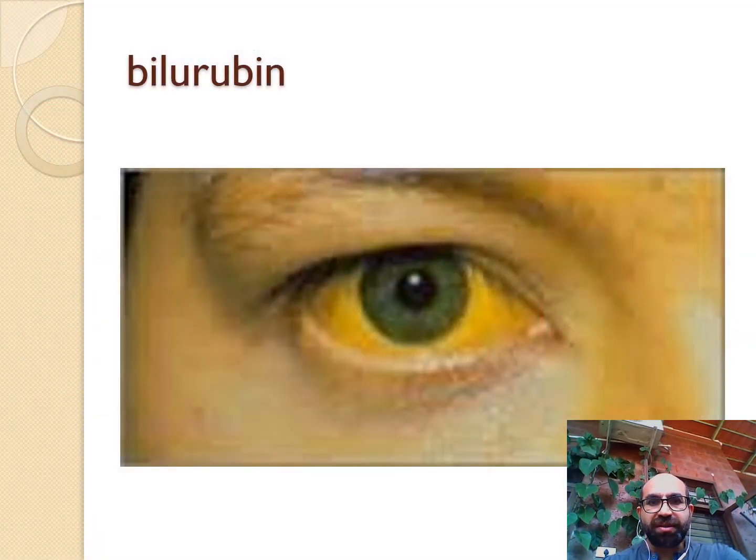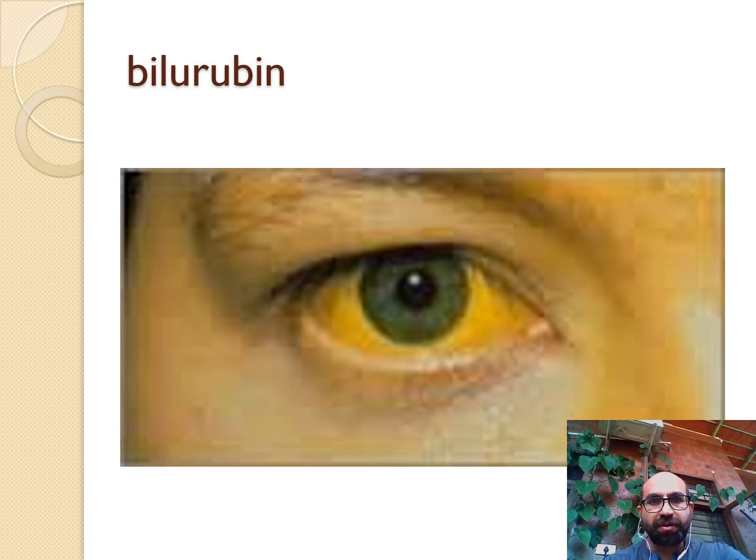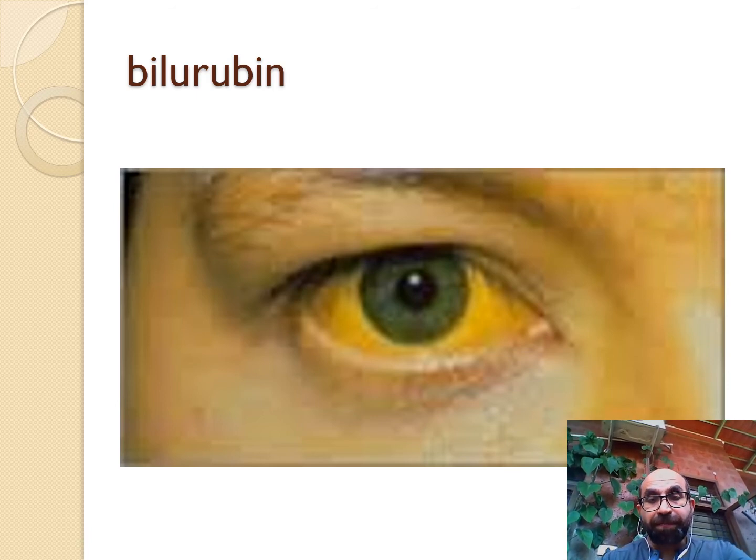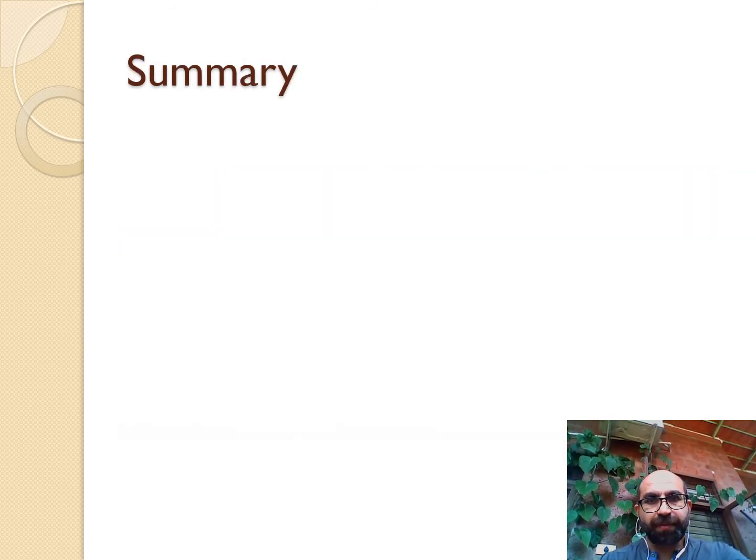Coming to bilirubin, which is a yellow pigment accumulating in the sclera and the mucous membranes. The clinical condition is called jaundice. Bilirubin is the end product of heme metabolism. Any hemolytic anemia, or even liver disorders where there is failed metabolism of bilirubin, can cause this jaundice. So we'll just summarize.